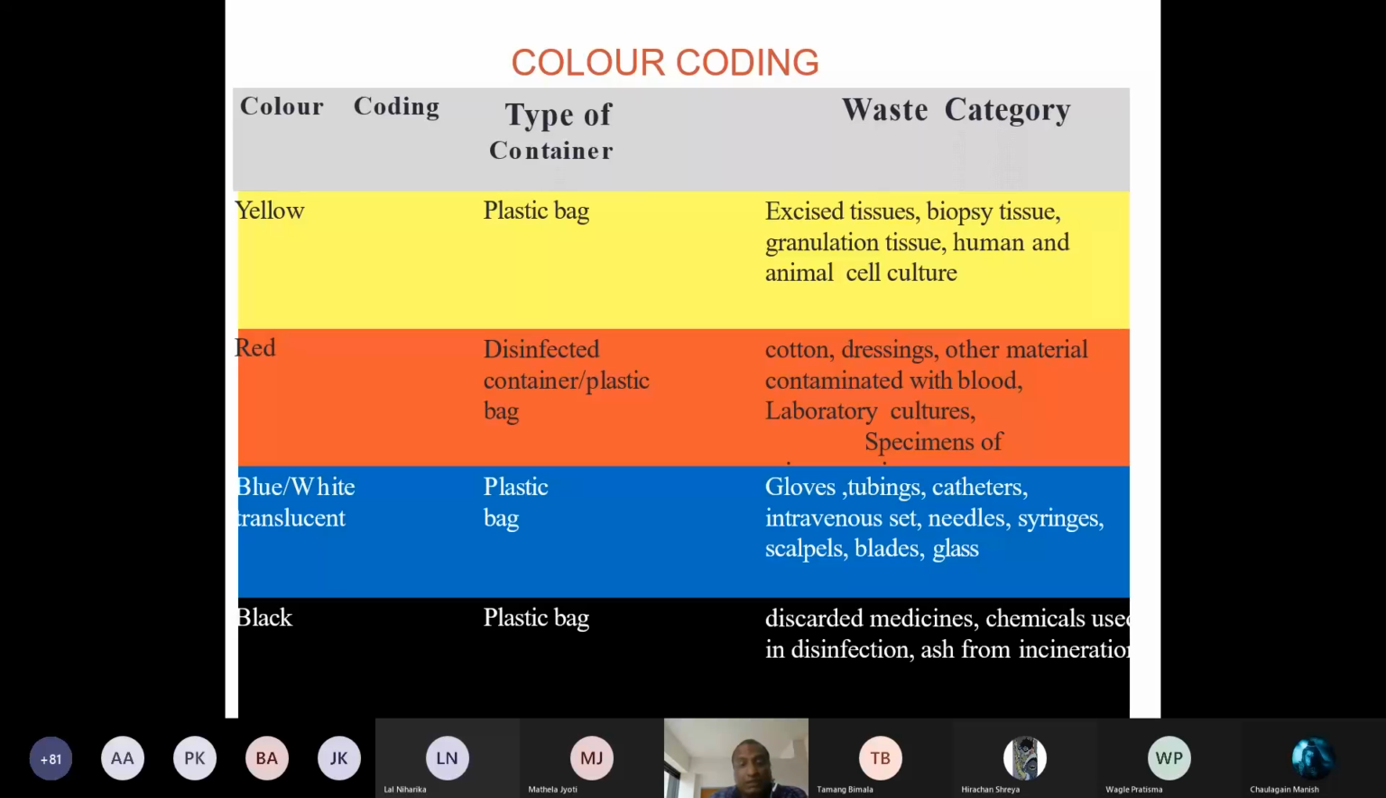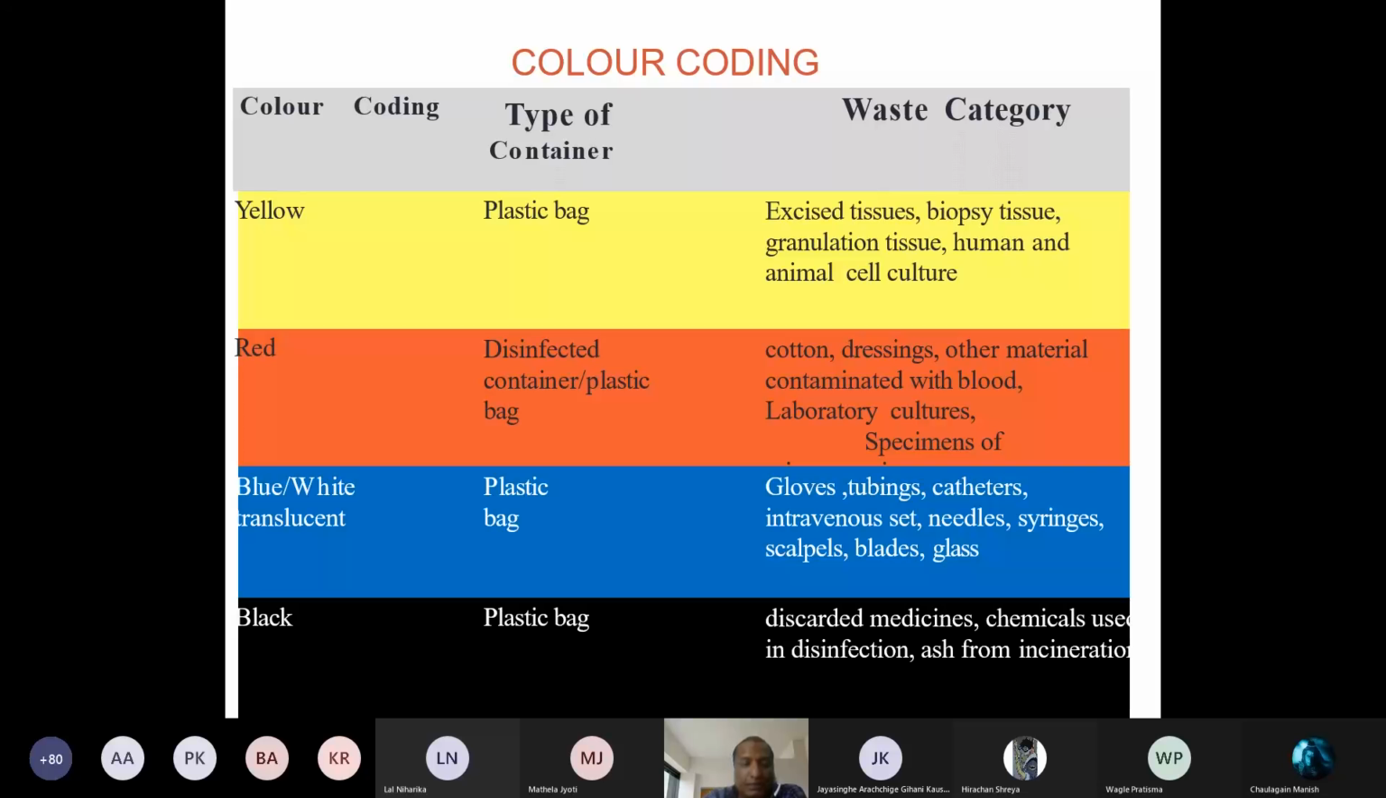Red means a disinfected container or plastic bag. So what is this disinfected container? Red contains things like used cotton, which may also contain blood. It is the infectious dressing and other material contaminated with blood, and laboratory specimens, whatever specimen we give, of urine or whatever. These contain microorganisms. So I think we have to put that in the red container or red plastic bag, and then put some chemical so that the microorganisms die there only. Otherwise, while handling and transporting, there is again the possibility that the infection may affect those persons.